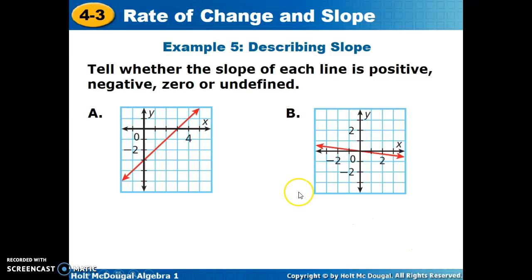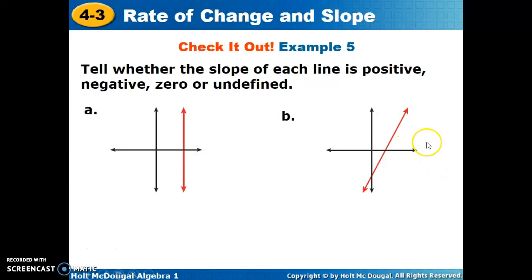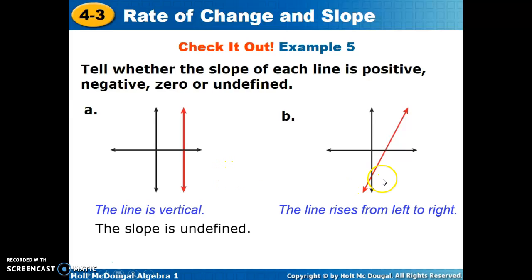Let's tell whether each one of these is positive, negative, or 0. Well, I don't see a horizontal line and I don't see a vertical, so we know we have either positive or negative. Looking at this one from left to right, I see that we're moving upward. We would define that as a positive slope. This one going from left to right, the line is going downward. It falls, therefore the slope is negative. I see one of our special cases here. Let's say we have a rise of 4. Run is 0. 4 divided by 0 is undefined. Rising from left to right is positive.